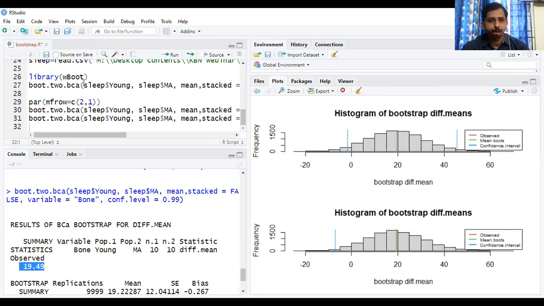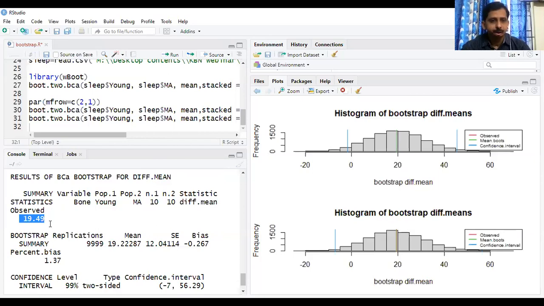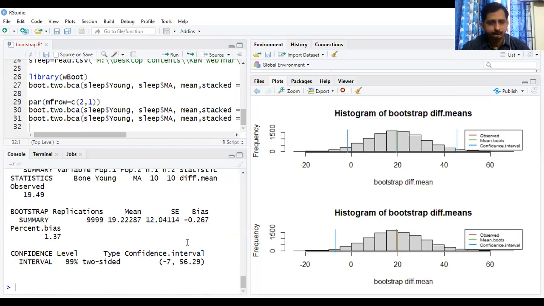Now coming to boot.2.vca, this particular wboot package will give you very nice information: what your actual estimate is, what your bootstrap estimate is, what the confidence interval of that mean difference is, and how the histogram plot of the total bootstraps will look. All these things can be presented very nicely. So this was the question, and I made my attempt to address how to do it.